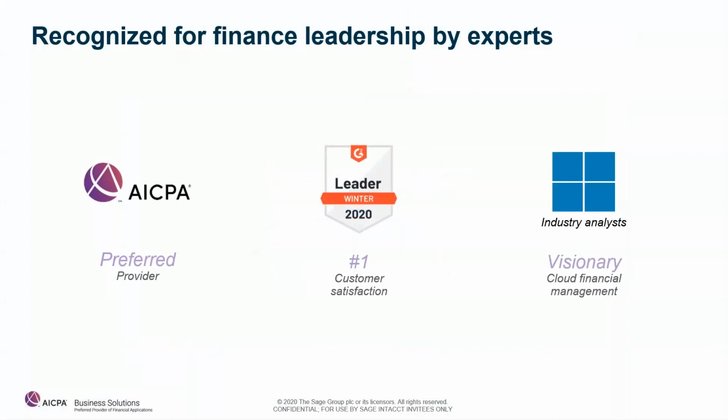Sage Intacct is also recognized by finance leadership and experts. We are the first and only preferred provider by the AICPA. We are the only vendor that has earned this endorsement. We're also the undisputed leader in customer satisfaction, as evidence of our rating of 98% out of 100 by G2 Crowd, which is across over 2,000 customer reviews. And we're also the undisputed leader in innovation. We're recognized as a visionary by industry analysts like Gartner.